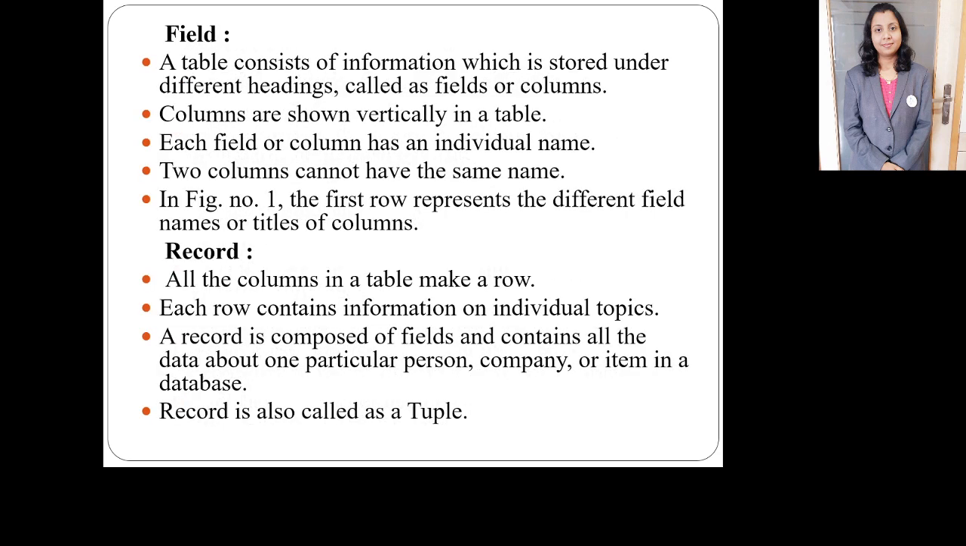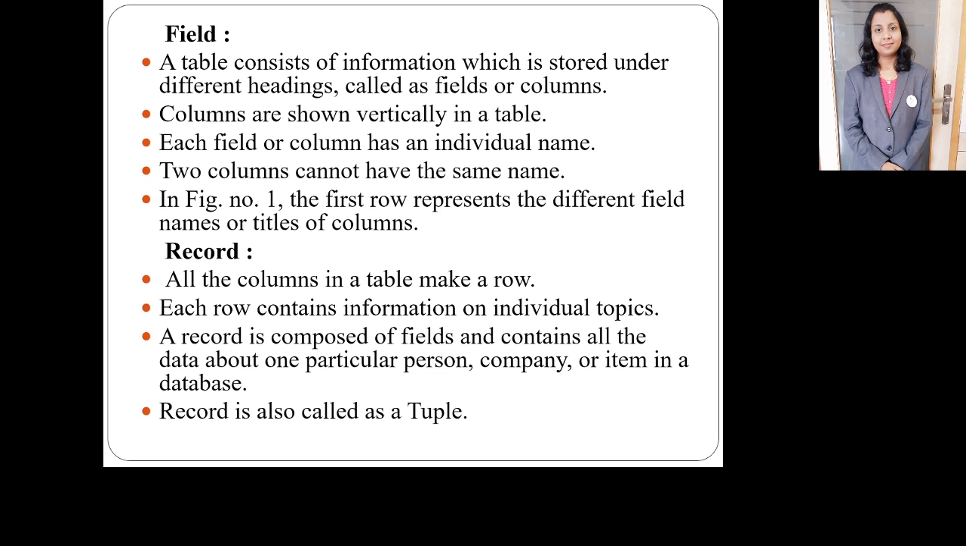Field: a table consists of information which is stored under different headings, such as fields or columns. Columns are shown vertically in a table. Each field or column has an individual name. Two columns cannot have the same name, because the table has to have all columns with different names. Figure number 1 shows the first row representing the different field names or titles of the columns. I'll be showing you the figure.